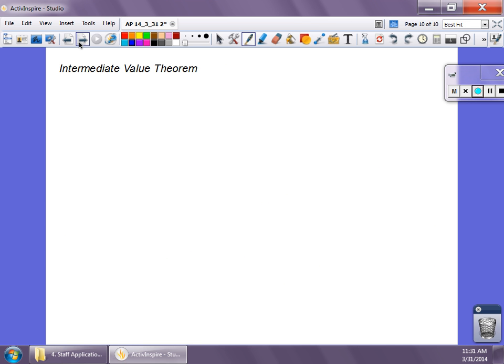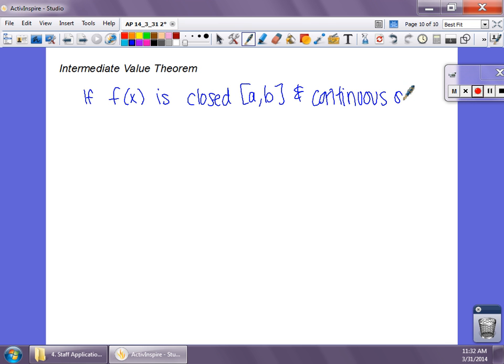And then IVT is the last thing. IVT, if f of x is closed and continuous on the closed interval. I don't care about outside. I don't care if there's 30 vertical asymptotes that happen before A. I don't care if there's 30 removable discontinuities that happen after B. As long as it doesn't happen within the interval, then we're still good.